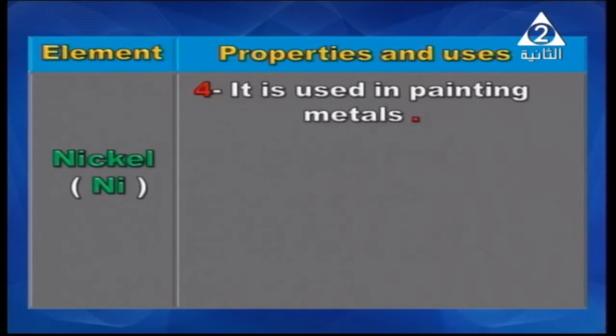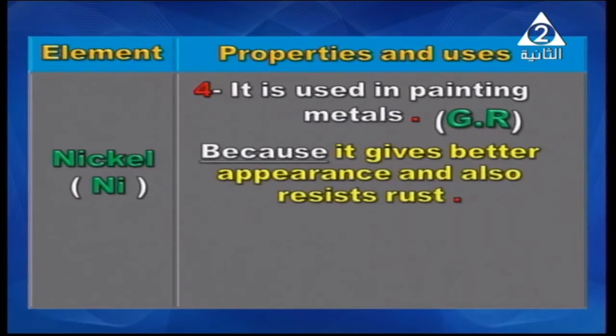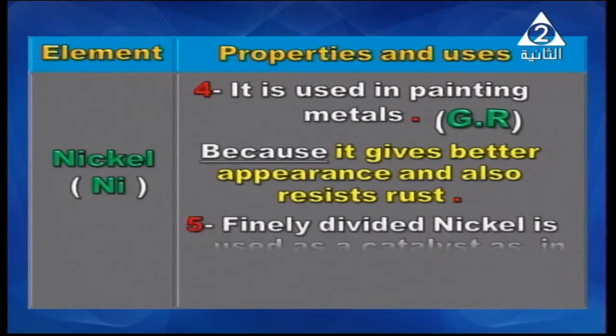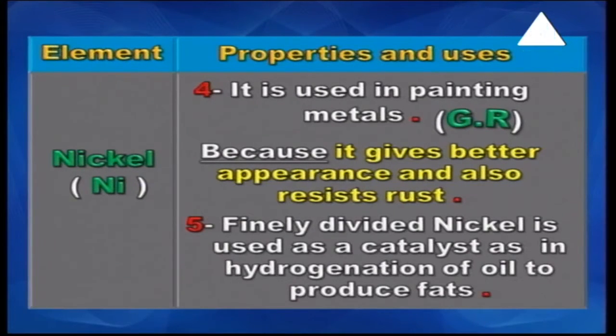It is used in painting metals, and we have good reason for this point, because it gives a better appearance and also resists rust. And the next use of nickel: finely divided nickel is used as a catalyst, as in the hydrogenation.